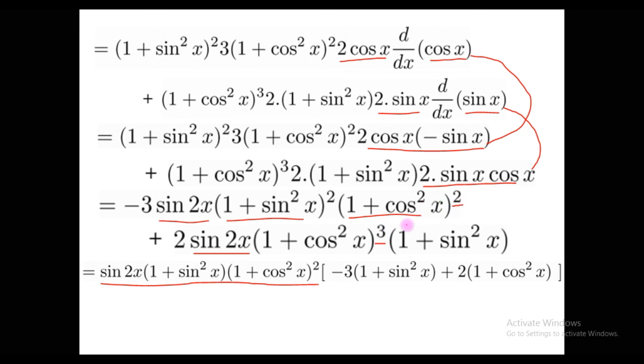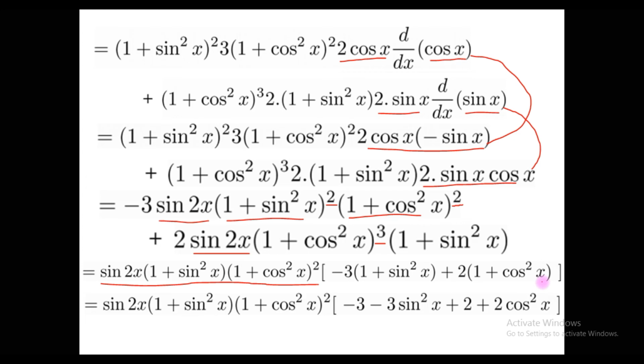Square is what we can take common, and what is left inside is minus 3. Here one term is left from this because only this bracket is taken common. So out of these two, one is gone, one is left, and out of 3, 2 are gone outside and one bracket is left. So this is the further simplification. Minus 3 is multiplied with this to get this, and 2 is multiplied with this to get this part.